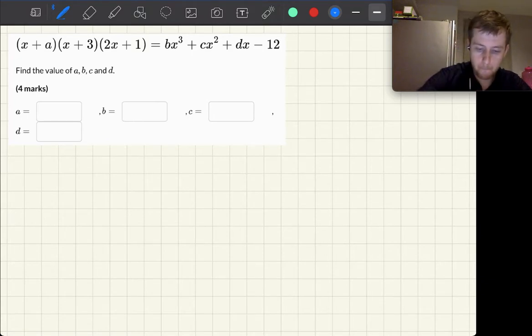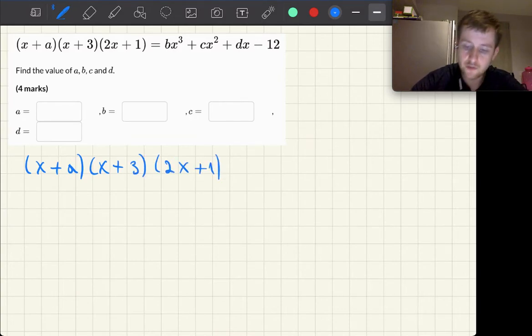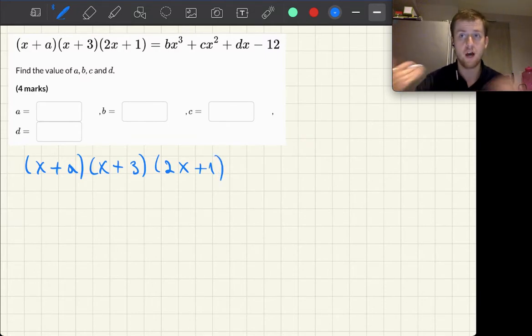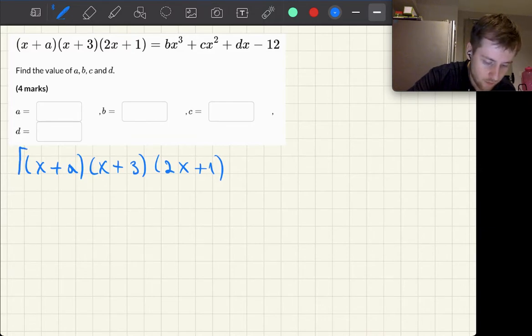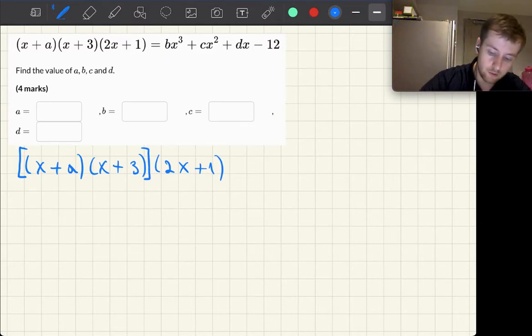So we're gonna have, let's open it actually. So x plus a times x plus 3 times 2x plus 1. Okay, so the way to do this actually is we have to divide it into a couple of steps. So first of all, we can create another brackets for the first 2 brackets, and then we can multiply them together. So let's do this. First of all, we're gonna multiply the first 2 brackets. Okay, this is the first step.